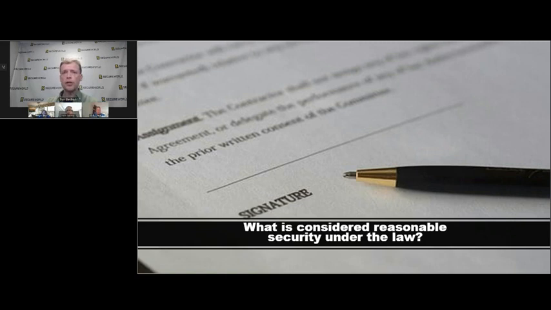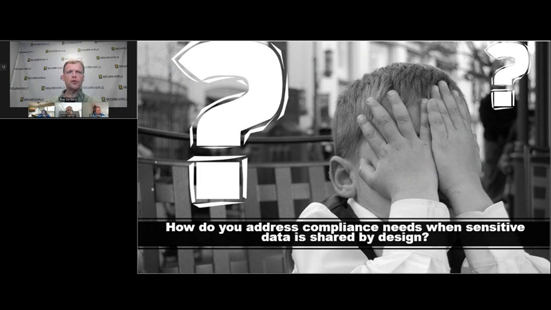Okay, let's shift gears. Let's move to our next question. How do you address compliance needs when sensitive data is shared by design? This sounds like a Wally question. Wally, what do you think about this?